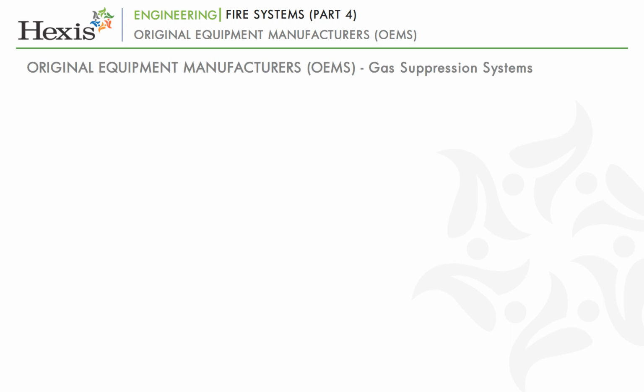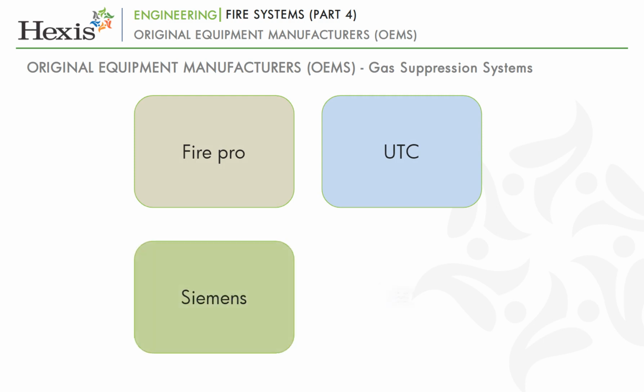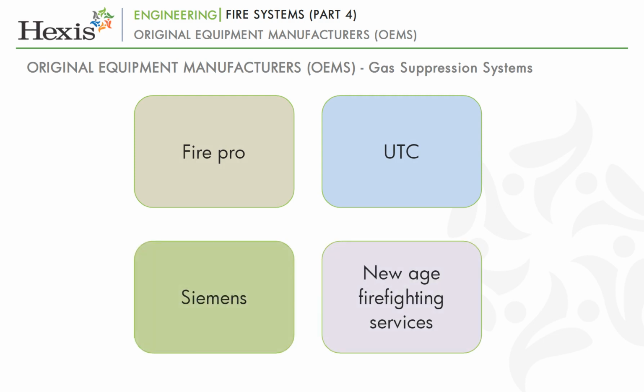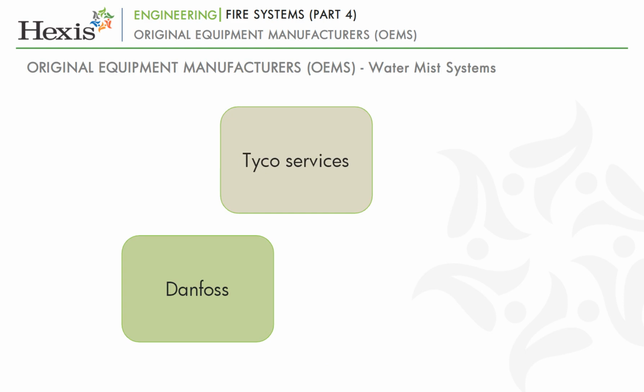The top manufacturers of gas suppression systems are FirePro, UTC, Siemens, New Age Firefighting Services. The top manufacturers of water mist systems are Tyco Services, Danfoss, FirePro.